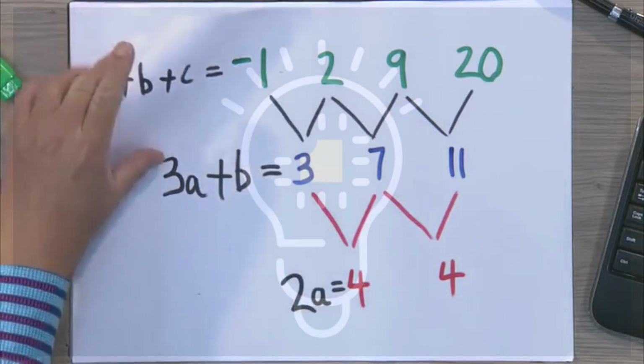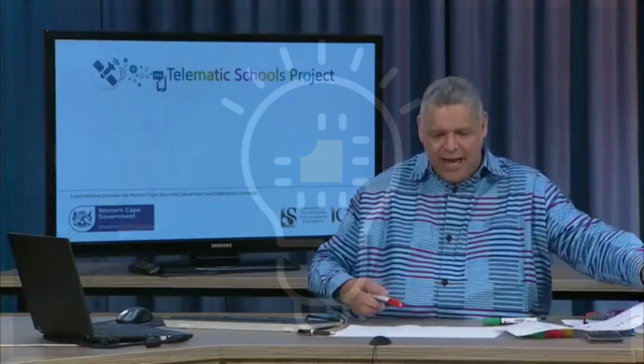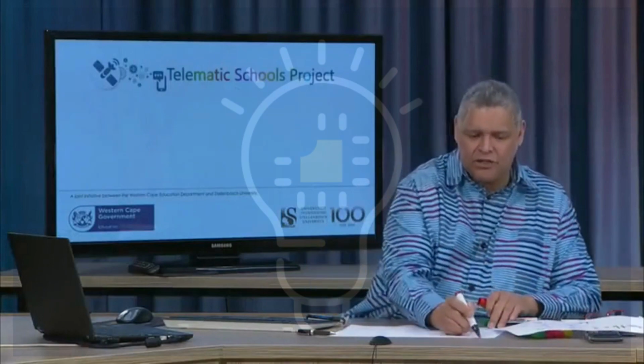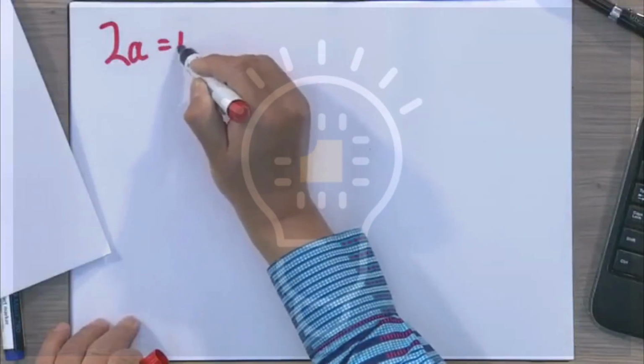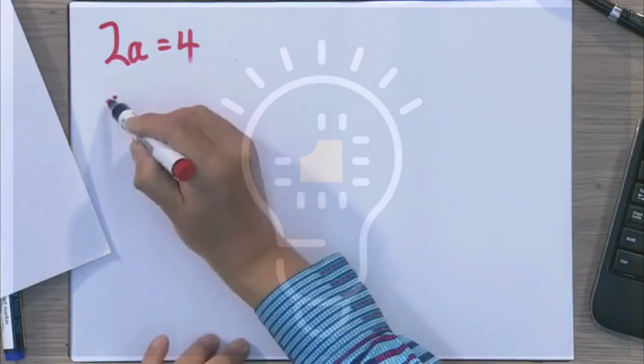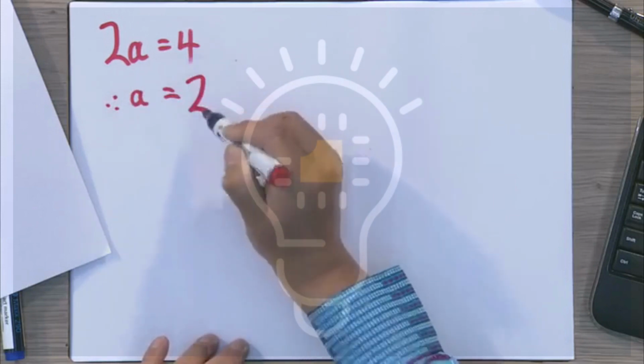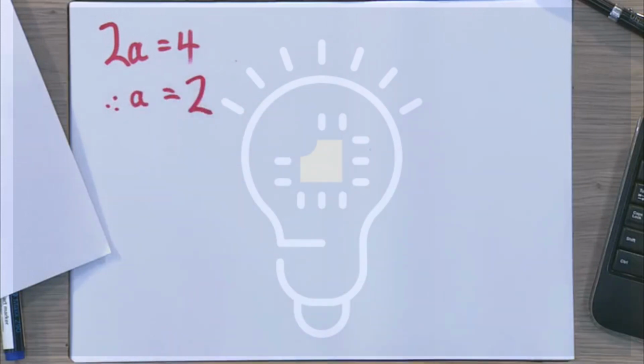Now with this in mind, let's keep going further. If we have to find out the value of a, remember we had 2a is equal to 4. Well, it's very easy now. We can solve for a. Therefore, a is equal to, you divide both sides by 2, a is simply equal to 2. Here we've got our value of a.